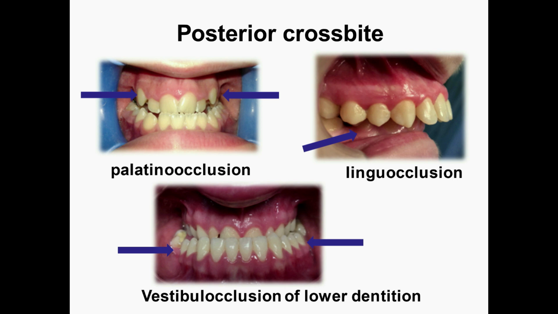A crossbite is a discrepancy in the buccolingual relationship of the upper and lower teeth. The transverse relationship of the dental arches is described in occlusion. Crossbites are described in relation to the arch, whether they are localized or affect the whole segment of the dentition, and whether they occur unilaterally or bilaterally.